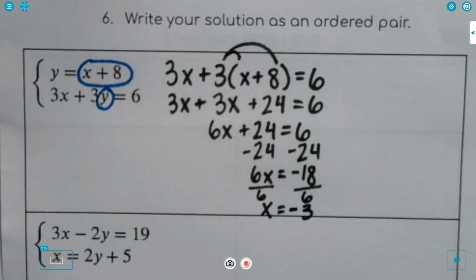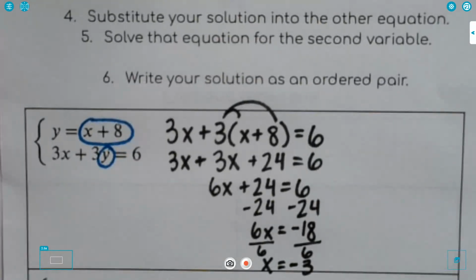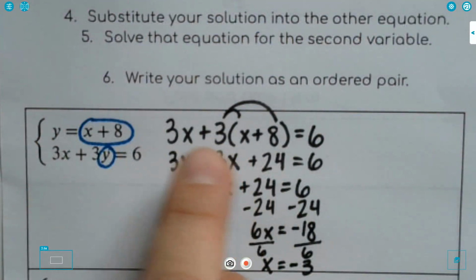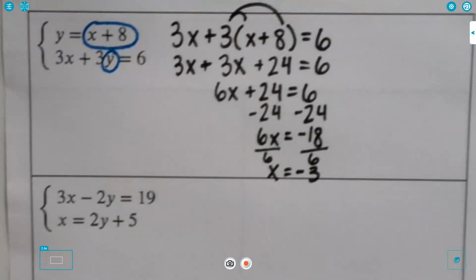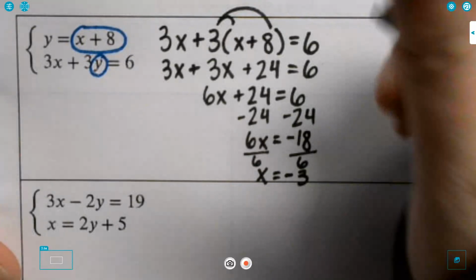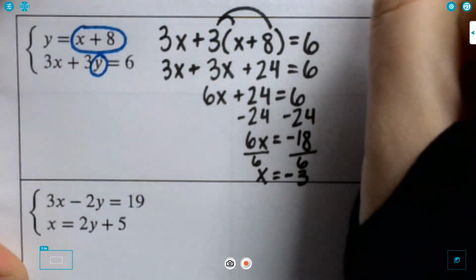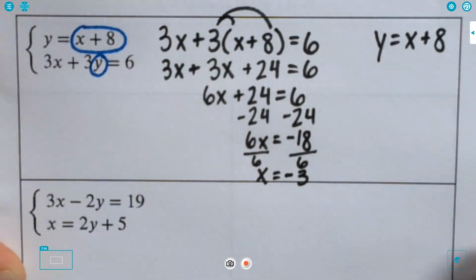Okay, we now know what x equals. We still do not know what y equals. So we are ready for steps 4 and 5, which is to substitute our solution we just got into the other equation. So we just used the 3x plus 3y equation. We're going to go use the other equation. So I'm going to just rewrite that equation over here. y equals x plus 8. So I'm taking that equation.